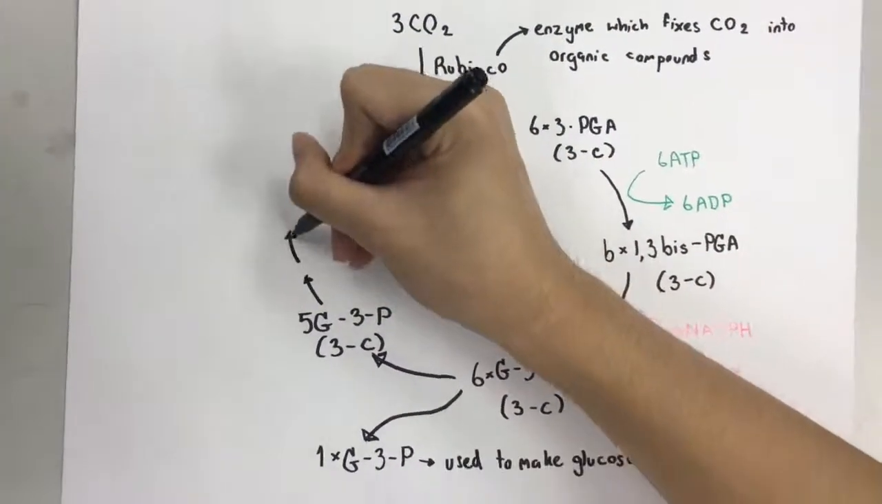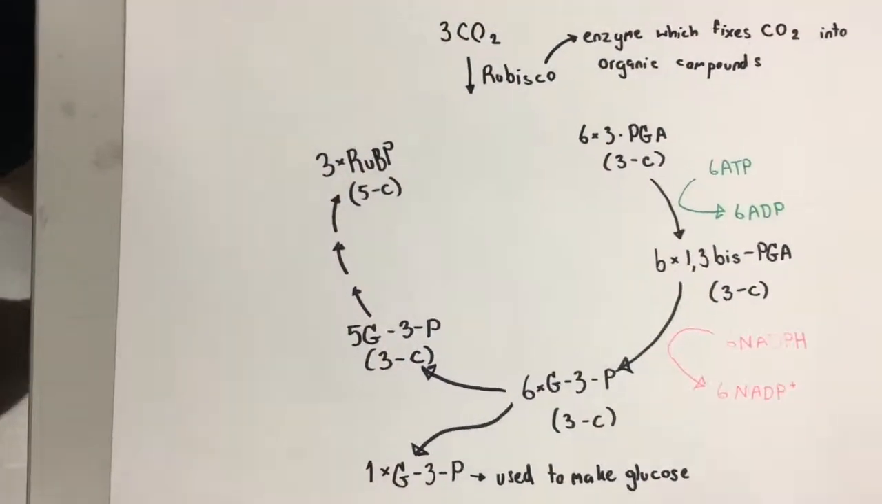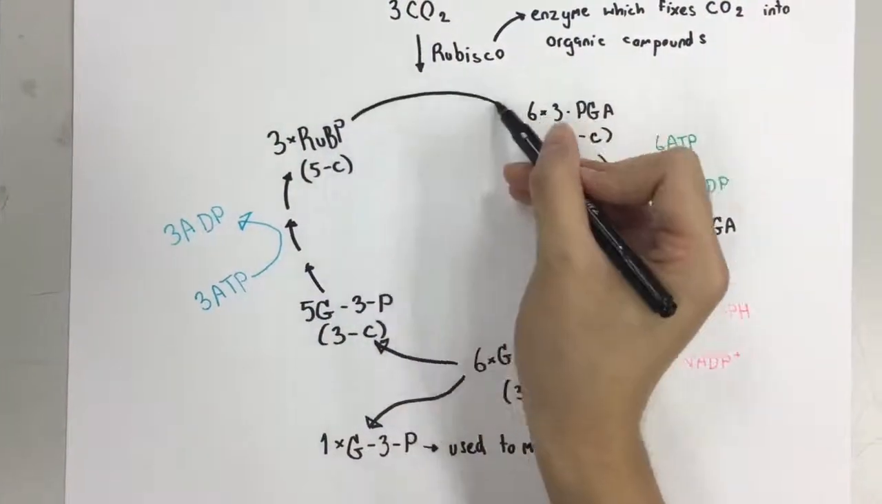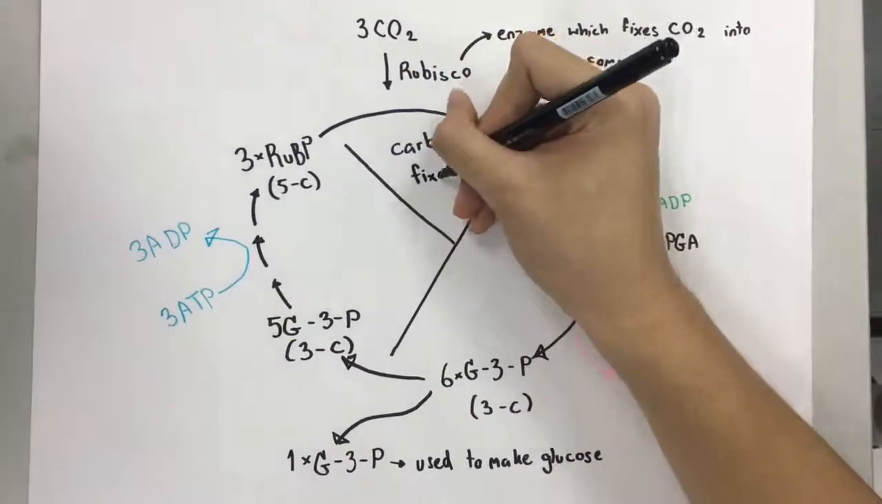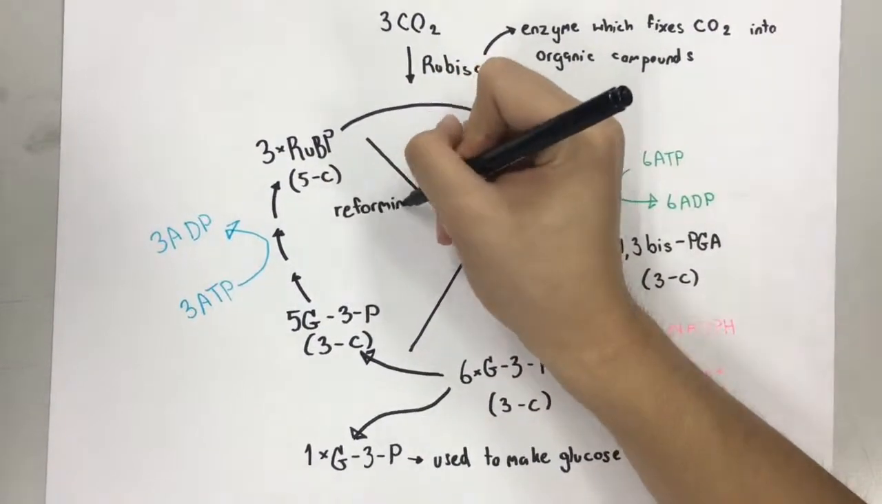To conclude, when 3 carbon dioxide molecules enter the cycle, 6 G3P molecules are made. One will exit the cycle and is used to make glucose, while the other 5 must be recycled to regenerate 3 molecules of the RuBP acceptor.